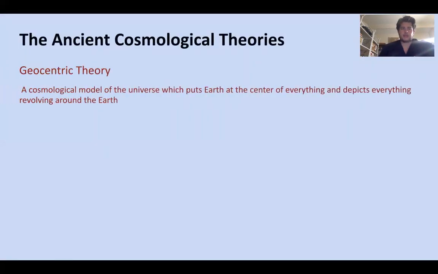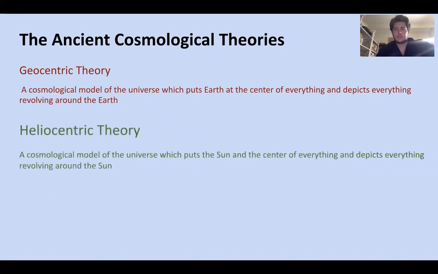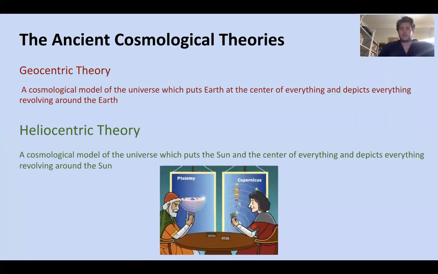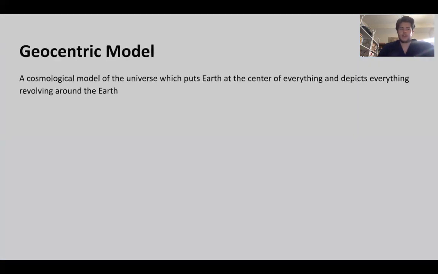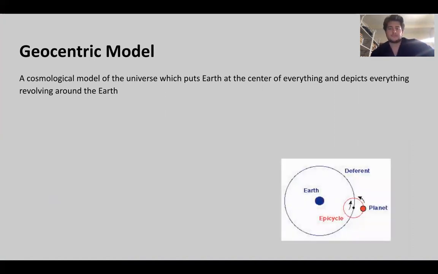With that, we are equipped to put ourselves in the shoes of our ancient astronomy ancestors and talk about the geocentric and heliocentric theories. Here are their definitions. But first, we're going to talk about the geocentric model, which is a cosmological model of the universe that puts Earth at the center of everything and depicts everything revolving around Earth.